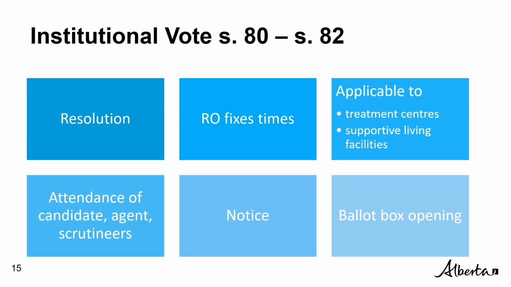The ballots from institutional votes may also be counted at a counting center if a bylaw permitting this has been passed by June 30th, and a counting center has been designated by the returning officer. If a counting center has not been designated pursuant to Section 85.1, the ballot box is to be counted at the institutional vote location once the vote has closed.